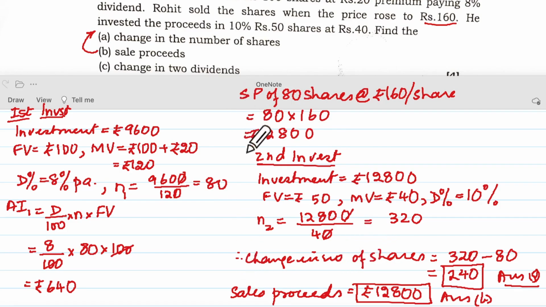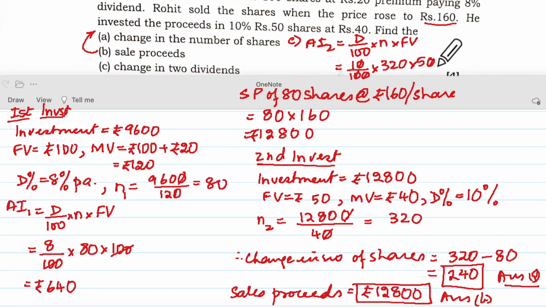So we will now come to the C part. I don't have space, I'll write here C. Change in two dividends. So AI2 I will need. AI2 will be DNF, which means 10 upon 100 into 320 into 50. So we have rupees 1600. So the change in the two dividends: first it was 640, now it is 1600.